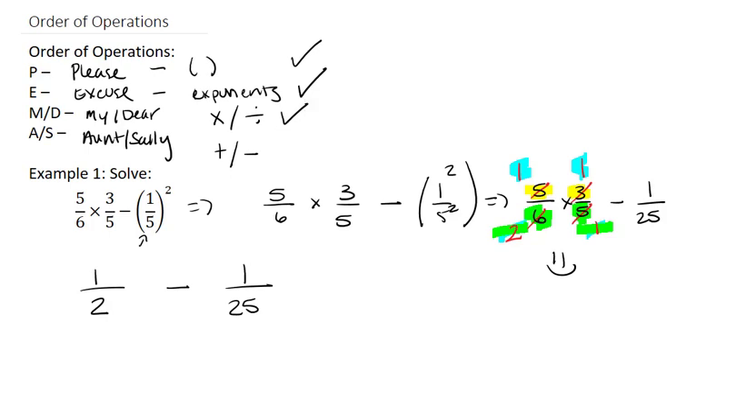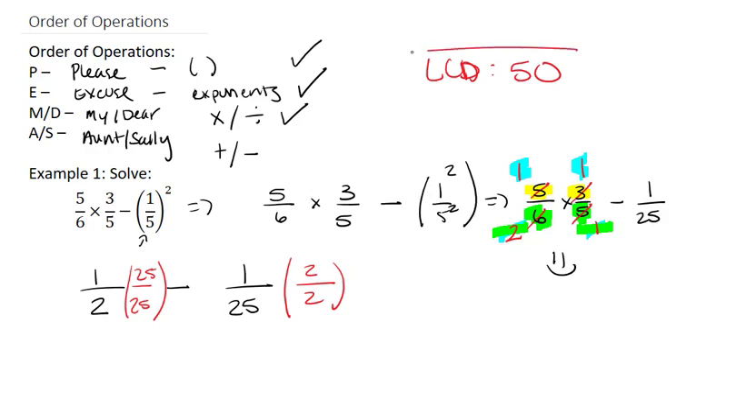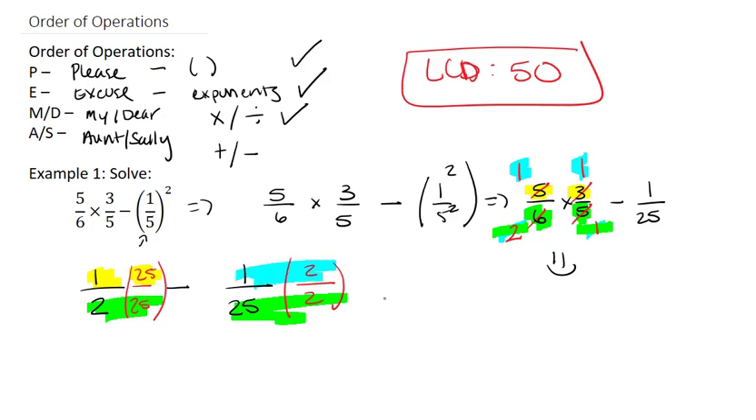So how we can subtract is we're just going to go ahead and multiply both sides by each other's denominator. So we are going to multiply 25 on the top and bottom to 1/2, and we're going to go 2 over 2. Now we do this as our least common denominator is 50. So next we need to multiply the top numbers together, and we'll multiply the bottom numbers together. So 1 times 25 is 25, and our common denominator is 50, minus 1 times 2 is 2 over 50.